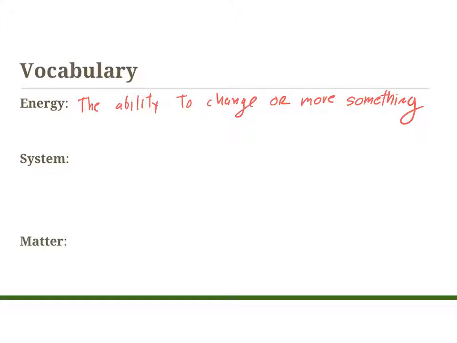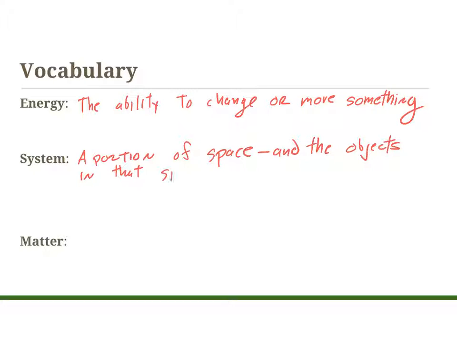And another thing that we need to define is the system. The system is defined as a portion of space and the objects in that space being investigated or observed, something along those lines.